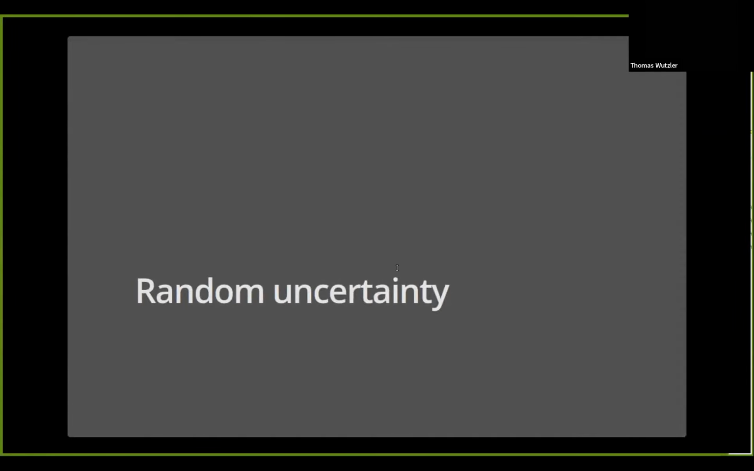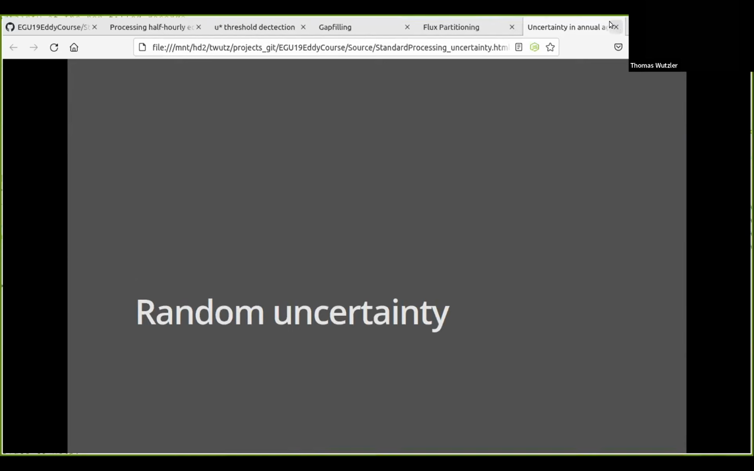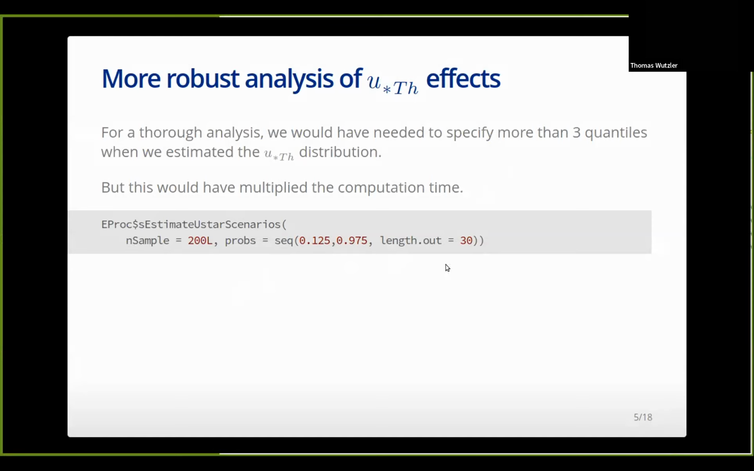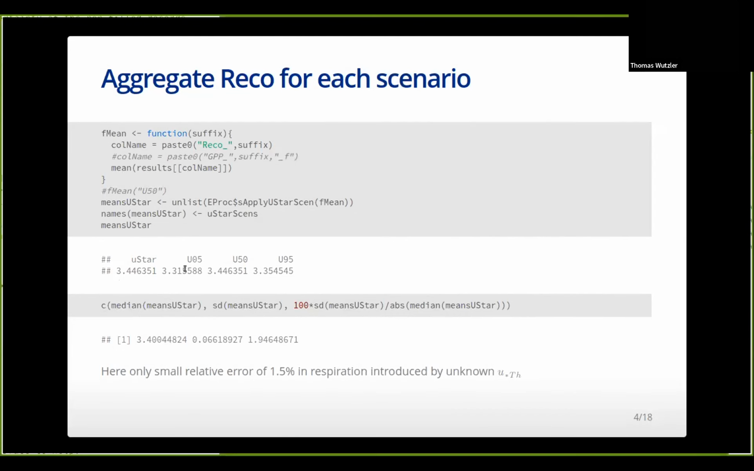And I skipped the random uncertainty here. It would be kind of another talk. And we will have this a little bit in the hands-on session. It's just that you want to get this across. You compute your entire processing chain with different star thresholds, and then you can use these different estimates of the aggregation to the annual or whatever you do with a user-provided function to get the uncertainty of your aggregated value.